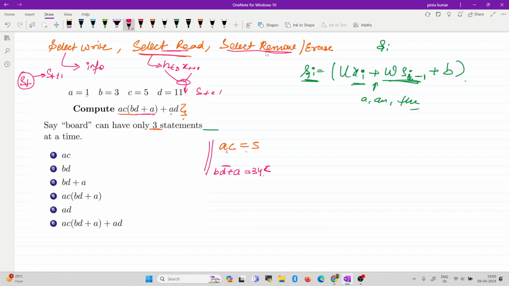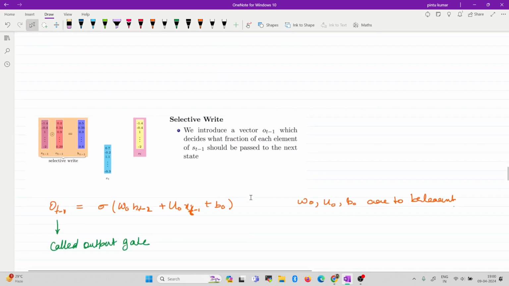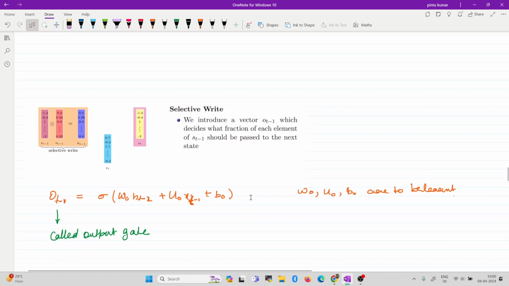What is the information that you have already written? That is s_t. So you want to remove something from s_t, that is your previous step. And what is the amount of information that you want to remove from it? That would come in select remove. Okay, so let's look at all these things one by one.